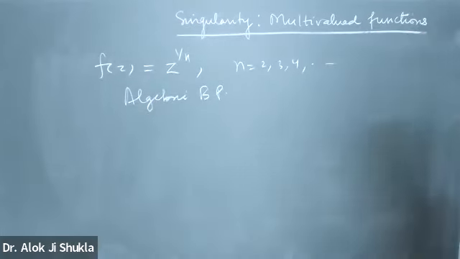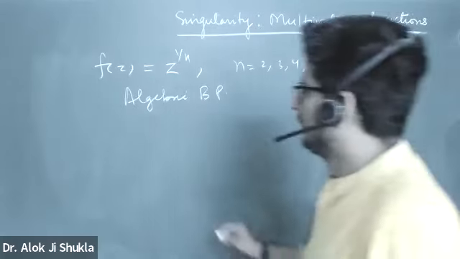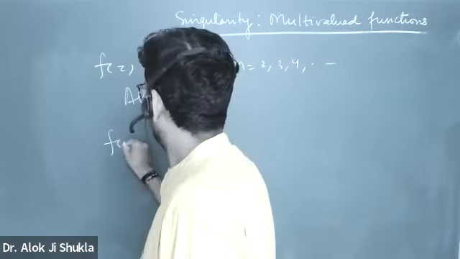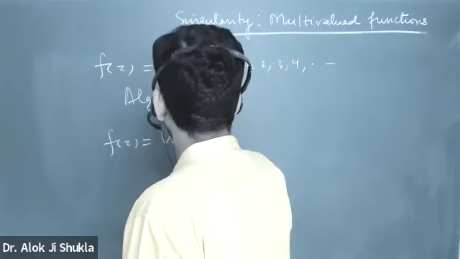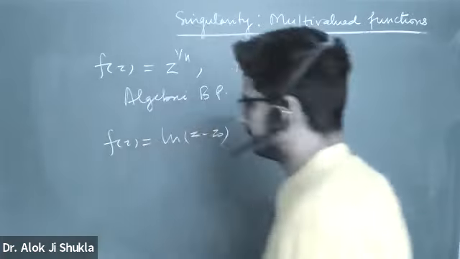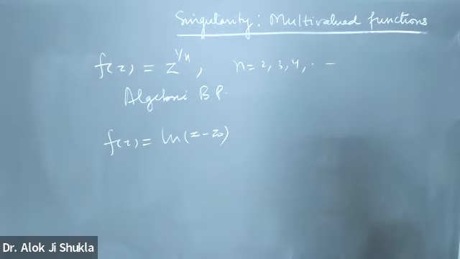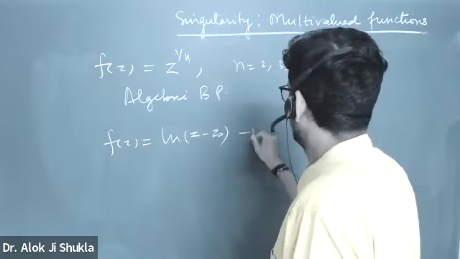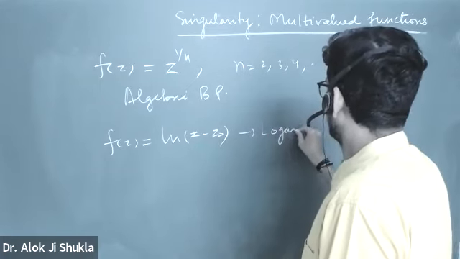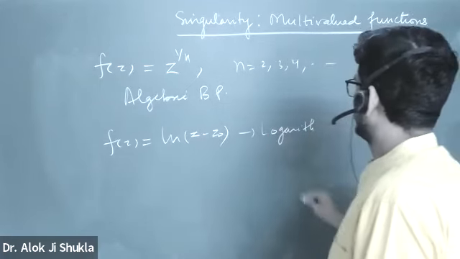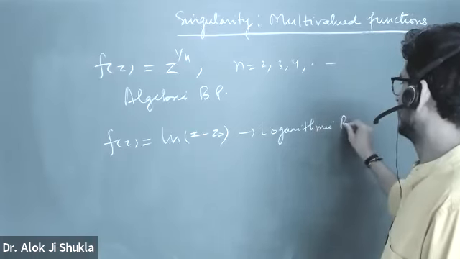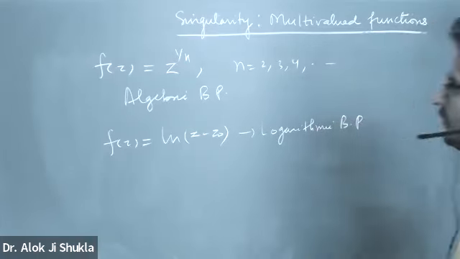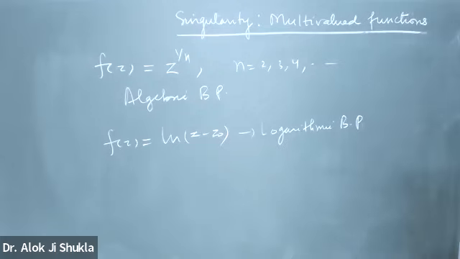Correct? Yes, sir. And if you have f(z) is equal to log of (z minus z naught), then this is called logarithmic branch point. So both we have understood now. Yes, sir.